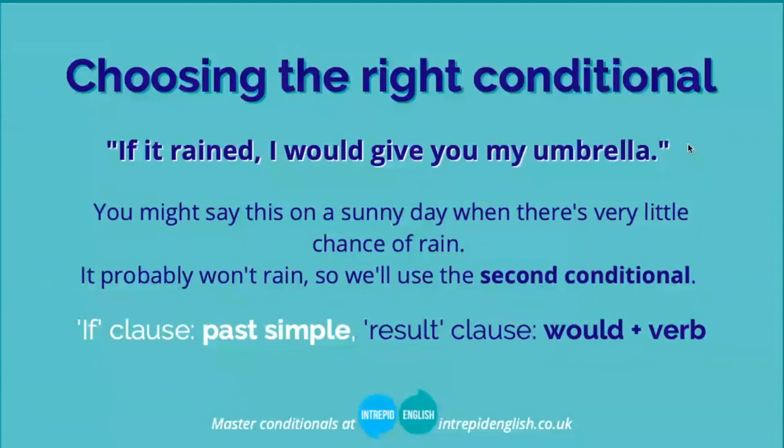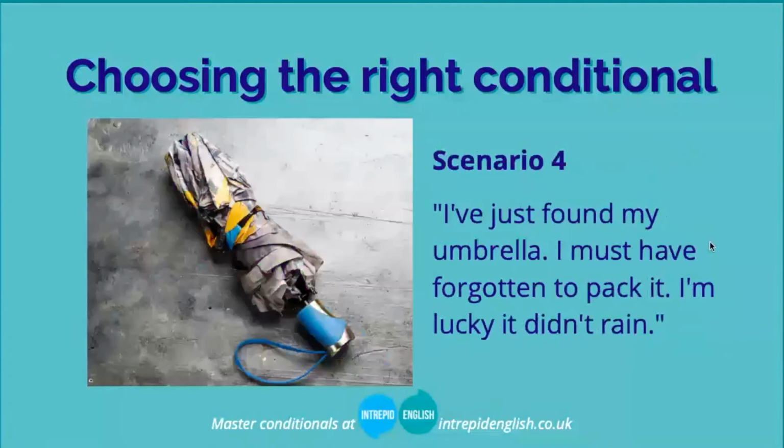Okay. If it rained, I would give you my umbrella. You might say this on a sunny day when there's very little chance of rain. It probably won't rain, so we use the second conditional. So the if clause consists of past simple and the result clause consists of would plus verb.